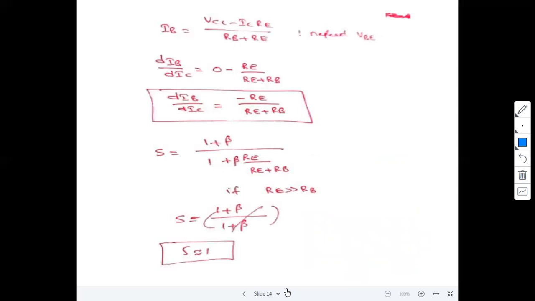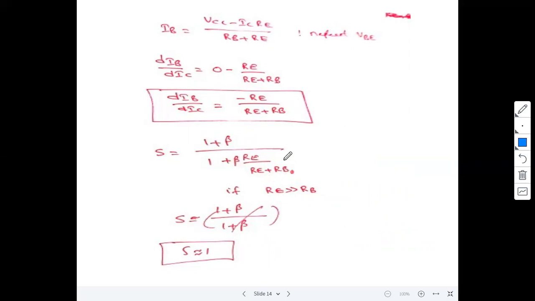Now IB is equal to (VCC minus IC RE) by (RB plus RE). Now dIB by dIC: differentiate with respect to IC. That is equal to minus RE by (RE plus RB). Then the stability factor S is equal to (1 plus beta) by (1 minus (minus beta RE by (RE plus RB))).